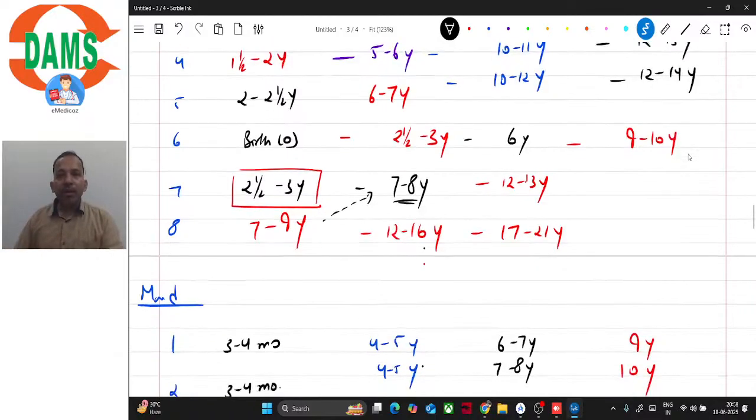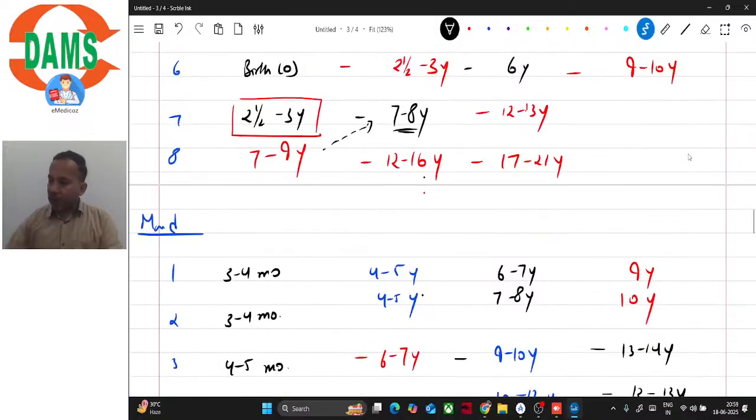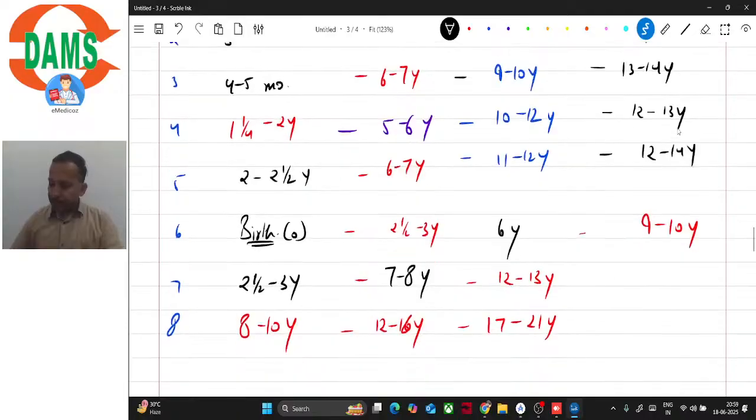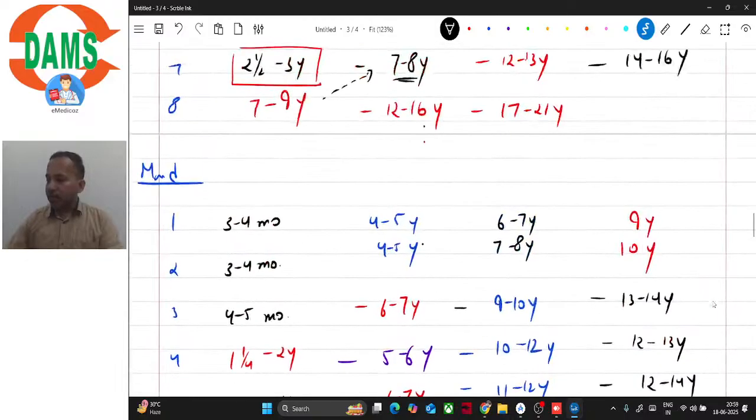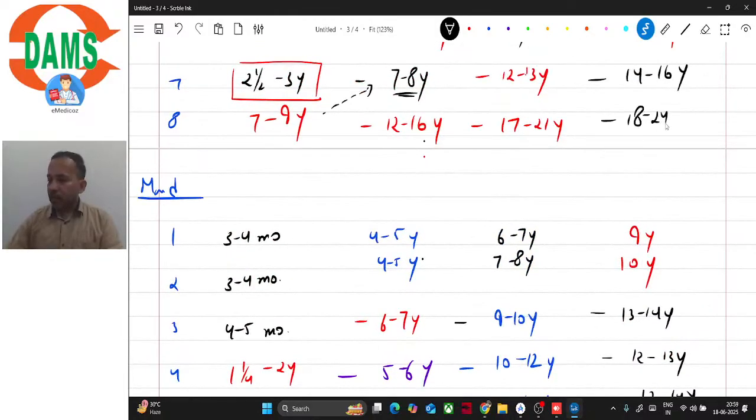Next would be second molars. So second molars will complete at 14 to 16 years. Same for mandibular. And the last to complete would be third molars at about 18 to 24 years. But always remember that the mandibular teeth will show completion ahead of the maxillary teeth, isn't it? Their roots will complete ahead of the maxillary counterparts.